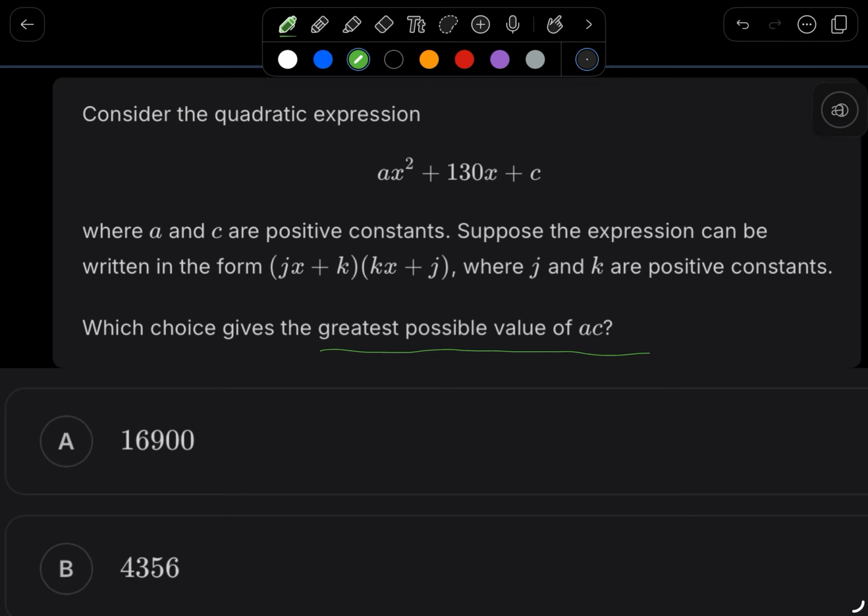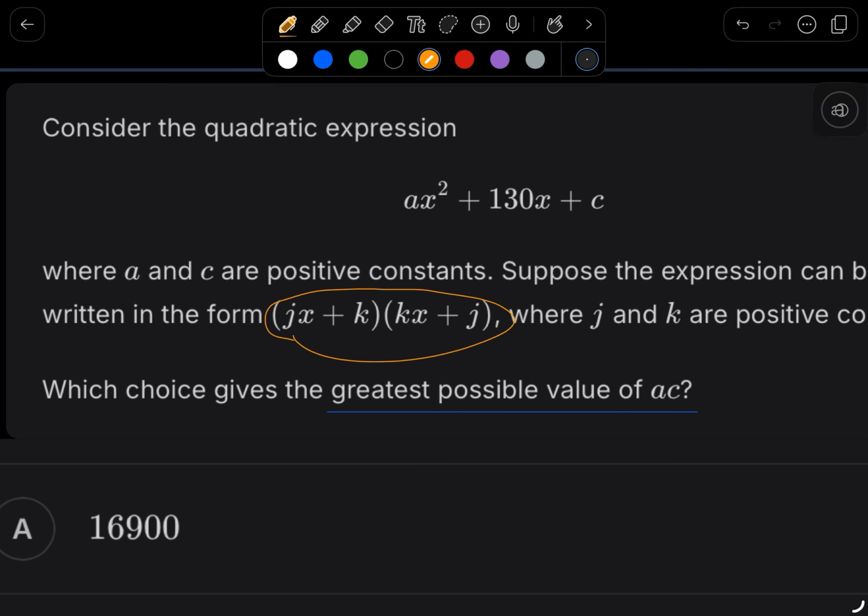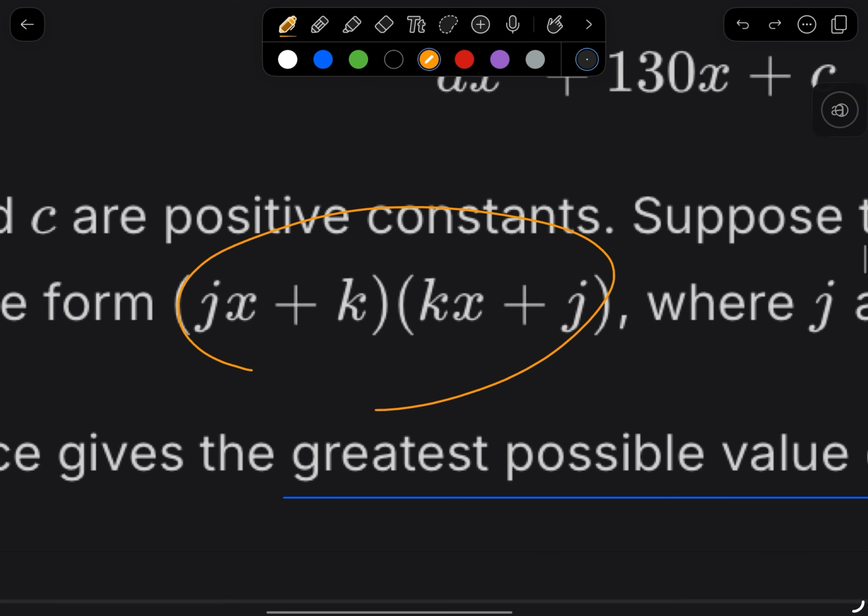Now, first things first. When I look at this problem, I just see a bunch of letters. There are so many constants. So I would first lean towards what the question is asking in the first place, which is the greatest possible value of AC. So we know that we're trying to maximize AC. Now, what are we given? Well, we're given this expression here, and we're also given that it can be written in this form. Because that's all we're given, I think the logical thing to do is just expand what they give us. So expand this expression here.